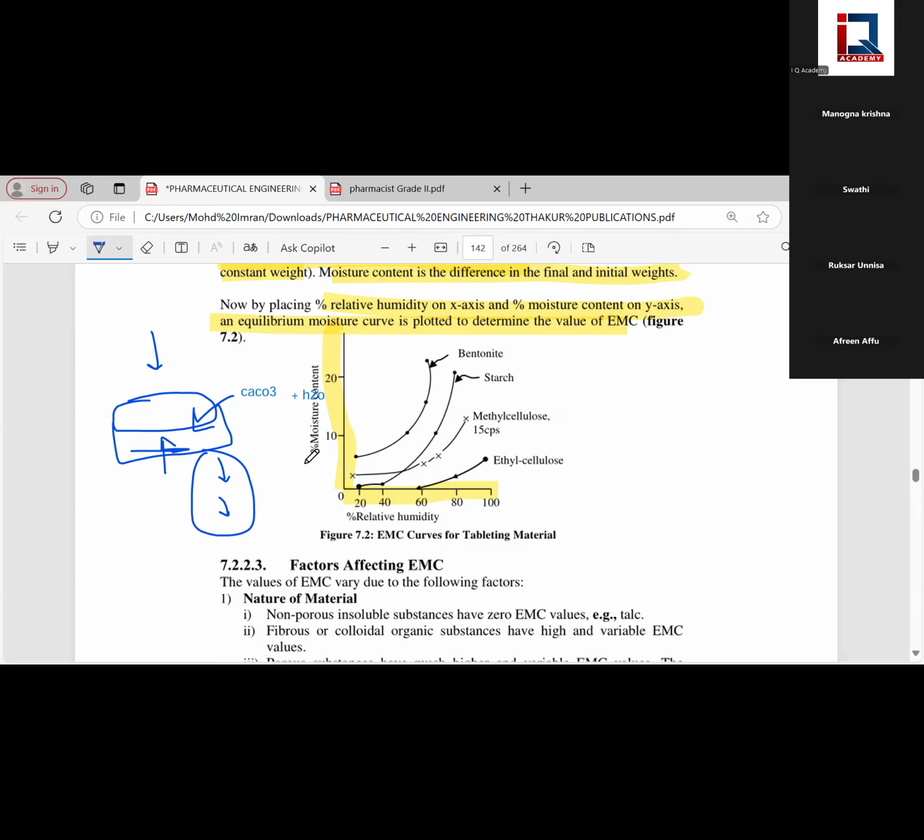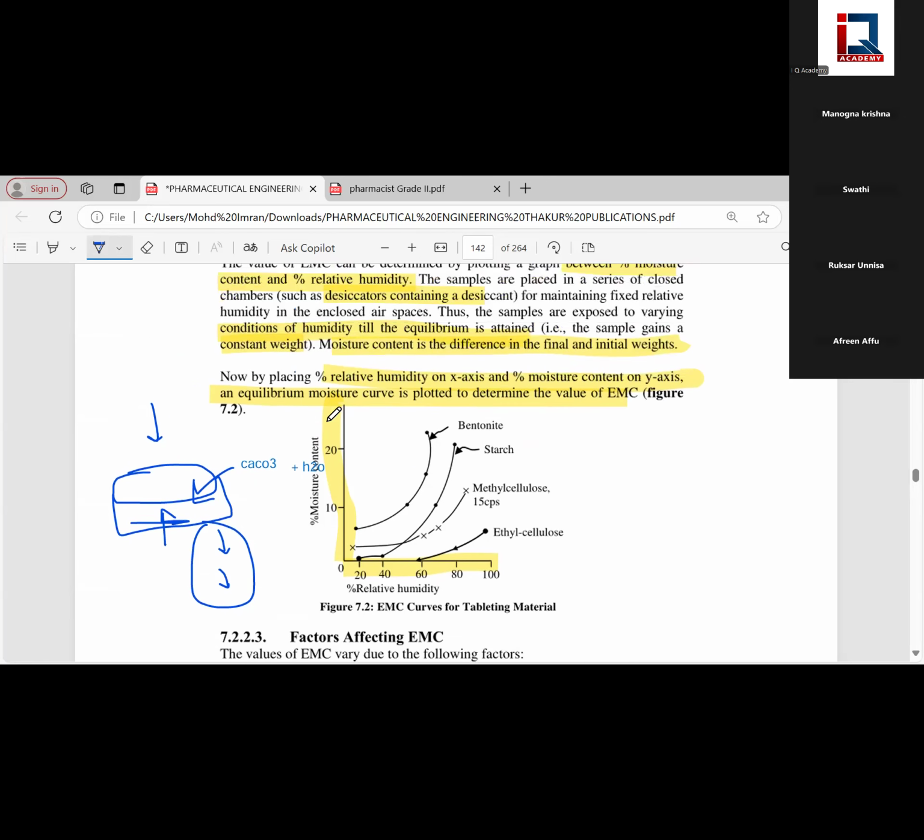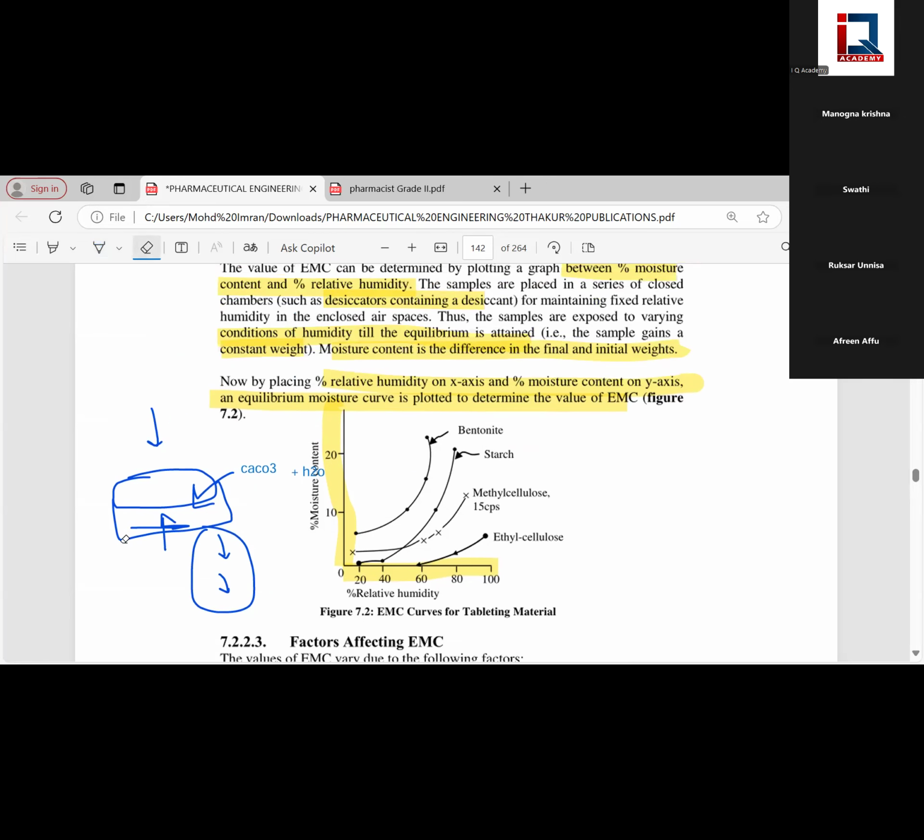So plot a graph by taking relative humidity on the x-axis and moisture content on the y-axis. Moisture content is the amount of weight lost, the amount of water vapor decreased after storing it in the desiccator. Right? If you plot these two, you will get the EMC graph. Clear?